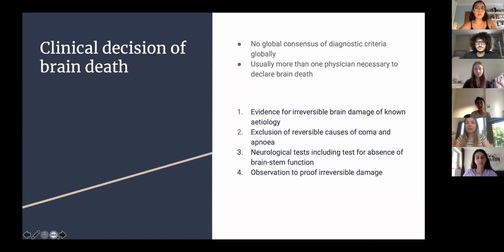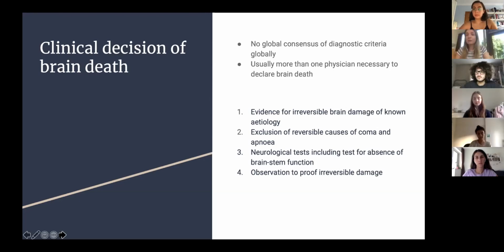The first one being that there is evidence for irreversible brain damage of known etiology. So you need case records or past medical history of the patient. Then it's important that you can exclude reversible causes of coma and apnea. I'm also going to talk about this later. Again, it's a really important step. Then doctors perform neurological tests, including tests for absence of brainstem function. So for example, they check that there is no pupillary reactivity. And then lastly, there needs to be an observation time to prove that the damage is irreversible.